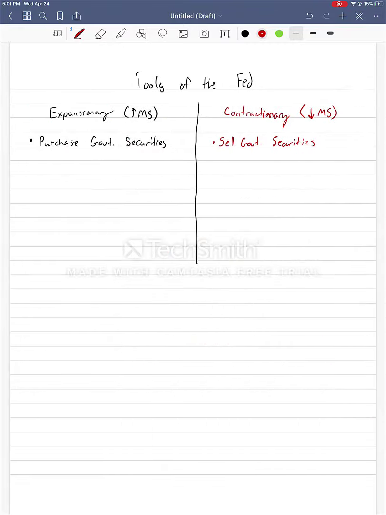So another form of contractionary monetary policy will just be increasing the required reserve ratio.